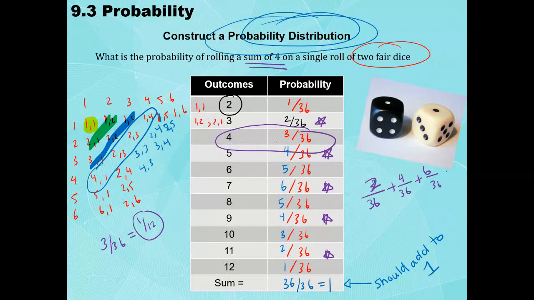6 out of 36. I asked a question and never finished it. 4 out of 36, 2 out of 36, right? And so you've got 6, 12, 16, 17, 18. 18 out of 36. Whoa, it's 1/2. Neat. Okay.